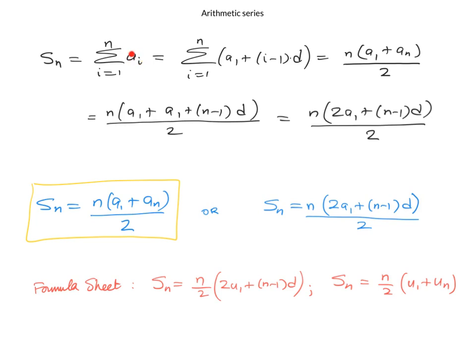Now, of course, the a sub i here, I'm assuming, are terms of an arithmetic sequence, which would be a1 plus i minus 1 times d. Again, I'm using i here, not n, because n is only the very final term.